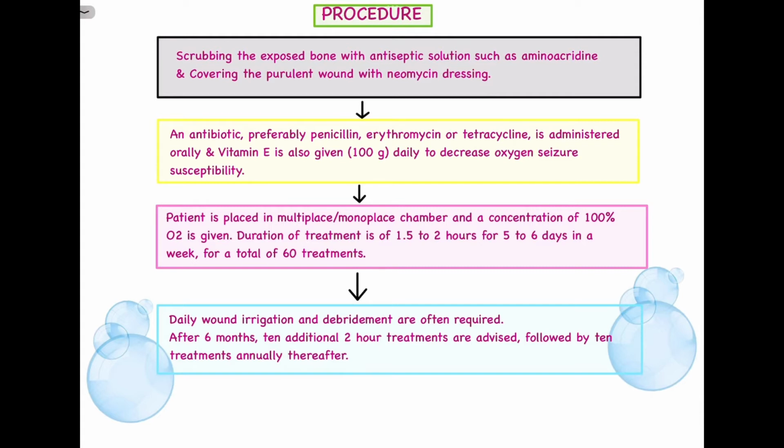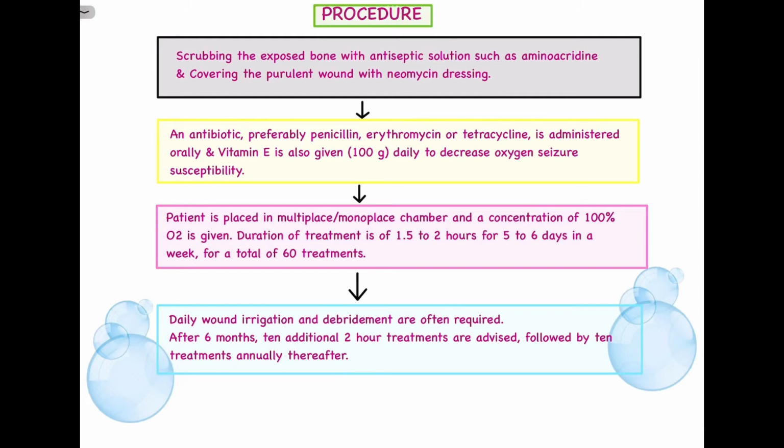The choice of antibiotic here is penicillin, erythromycin or tetracycline. It is administered orally, and vitamin E is also given because of its antioxidant potential. 100 grams daily vitamin E tablets are also prescribed so that we decrease the chances of oxygen seizure. As discussed previously, we are exposing the patient to 100% oxygen, so a normal patient is obviously not used to such an extreme pressure as well as such an extreme percentage of oxygen. Therefore vitamin E is given prophylactically so that the tendency of oxygen seizure is greatly reduced.